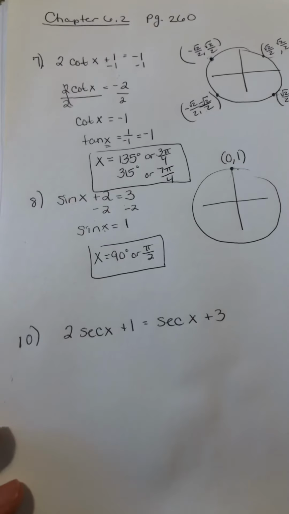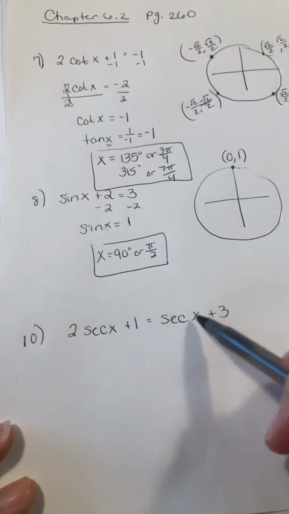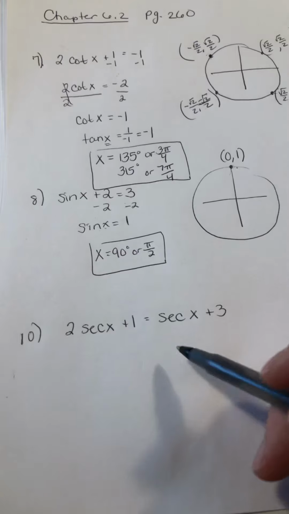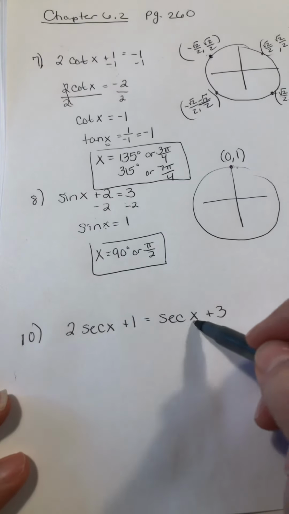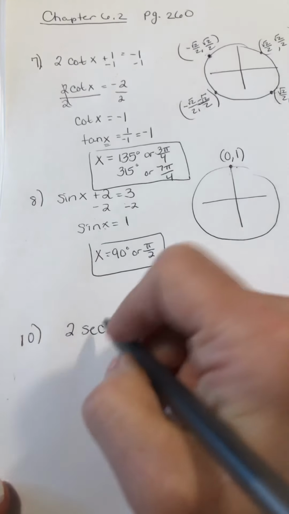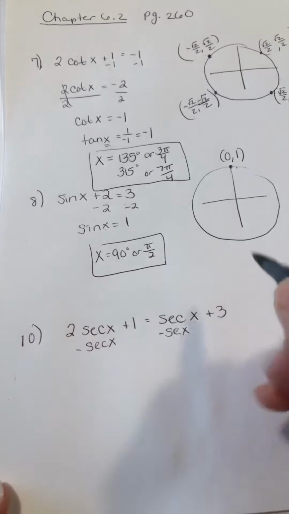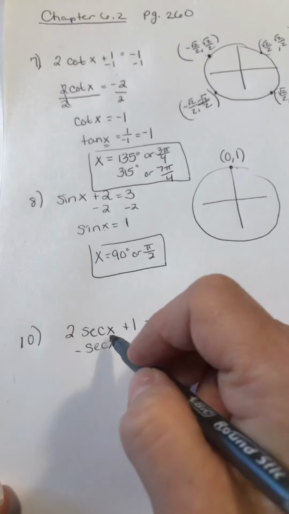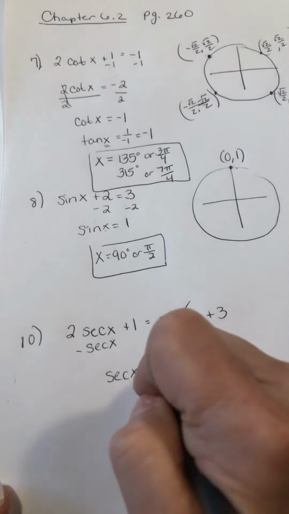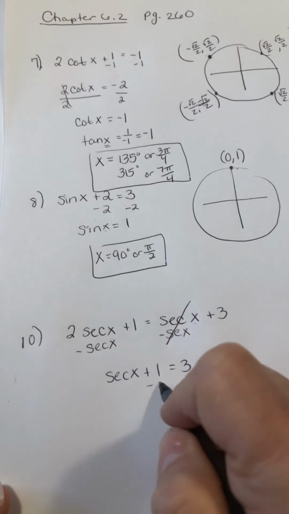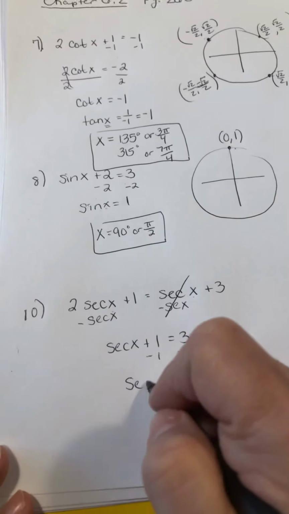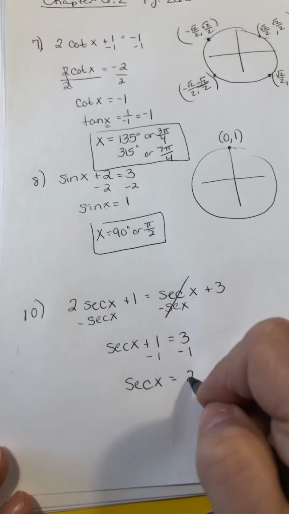And if we think about this problem number 10 here, notice how I have a secant on both sides of the equation. I have to do a little bit of work with this one. I'm going to try to get everything over to the left-hand side. So if I subtract secant of x, I'm going to get 2 secant of x minus secant of x, which is just going to be 1 secant of x. And now I can think about subtracting 1 from each side. And when I do that, I'm going to get secant of x equals 2.